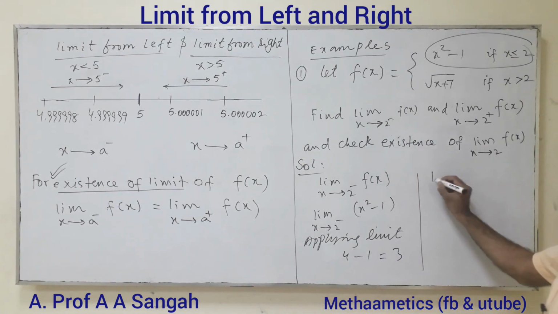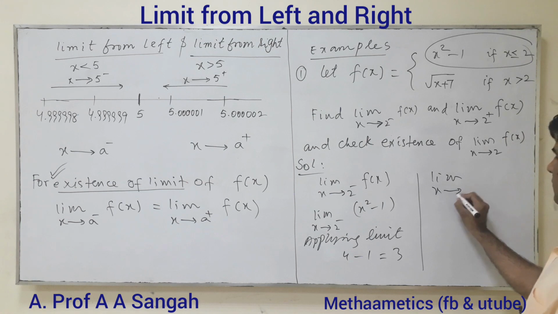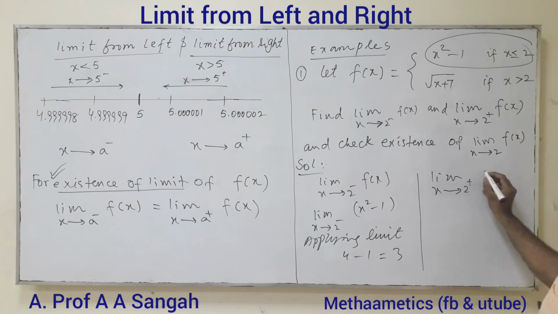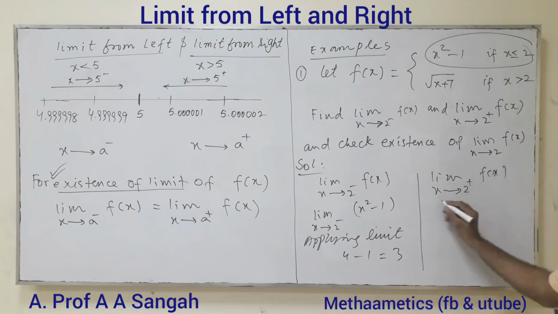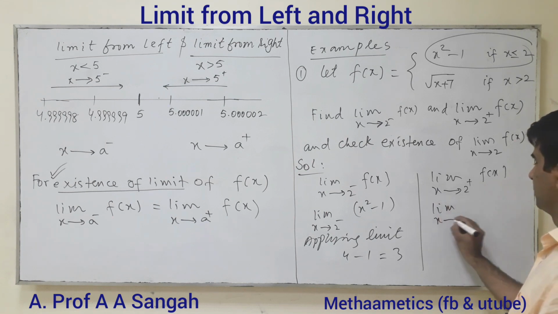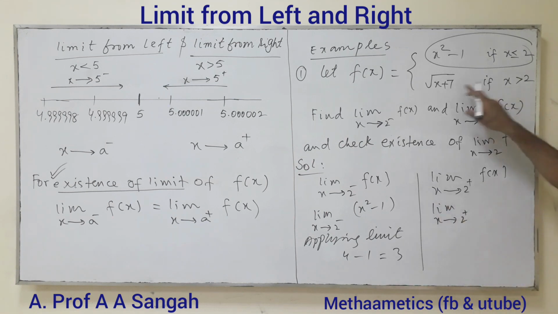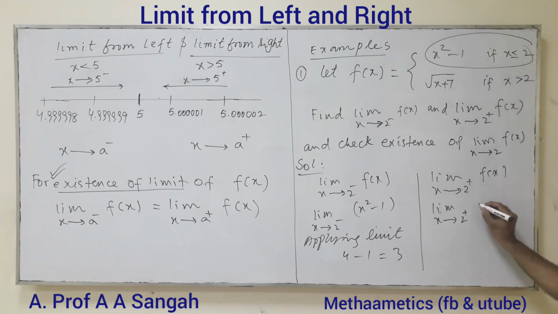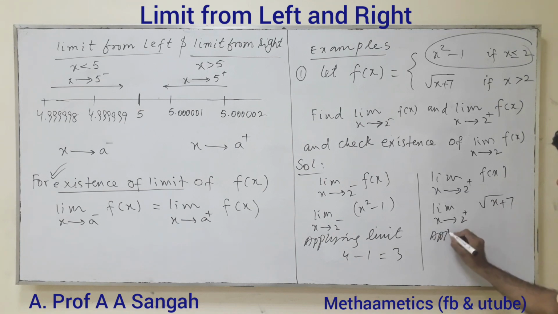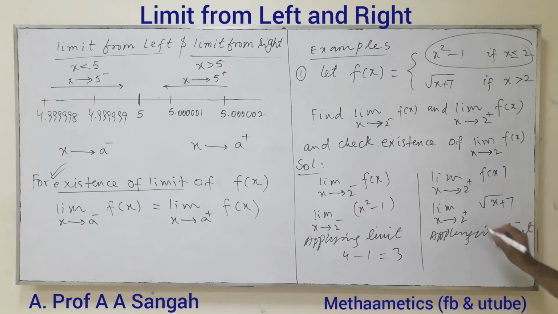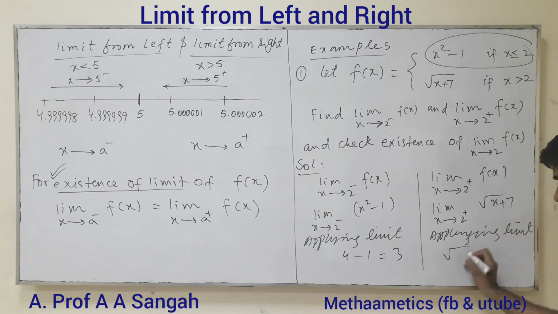Now solve the limit as x tends to 2 from the right hand side. This is the function for the right side because x is greater than 2: square root of x plus 7. Applying the limit, we have 2 plus 7, square root of 9, that's 3.